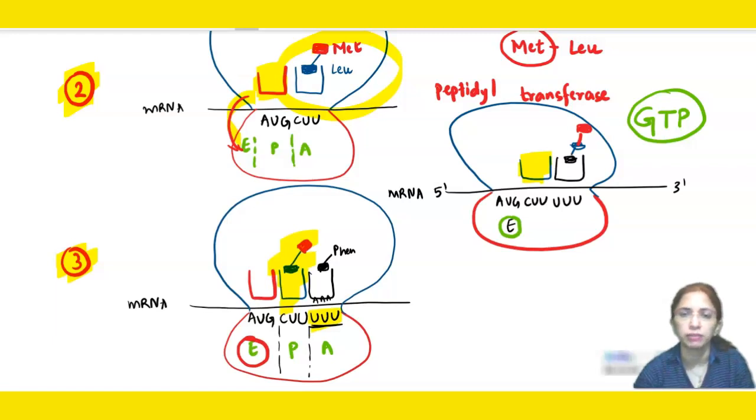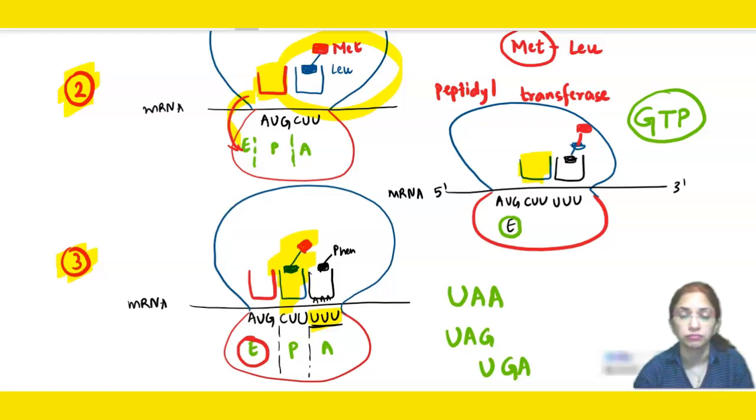The P site will become E site. Okay, now again the A site is free. So this process goes on and on until the terminating codons UAA, UAG and UGA are reached. As soon as these terminating codons are reached, all the codons in the messenger RNA have been read.